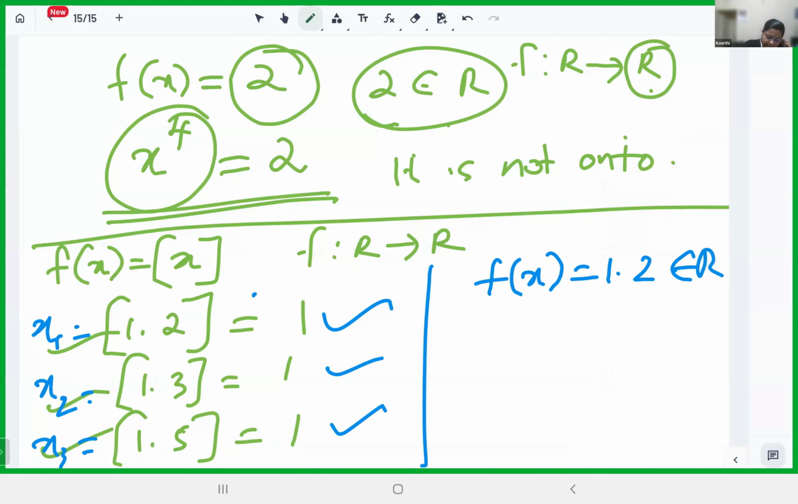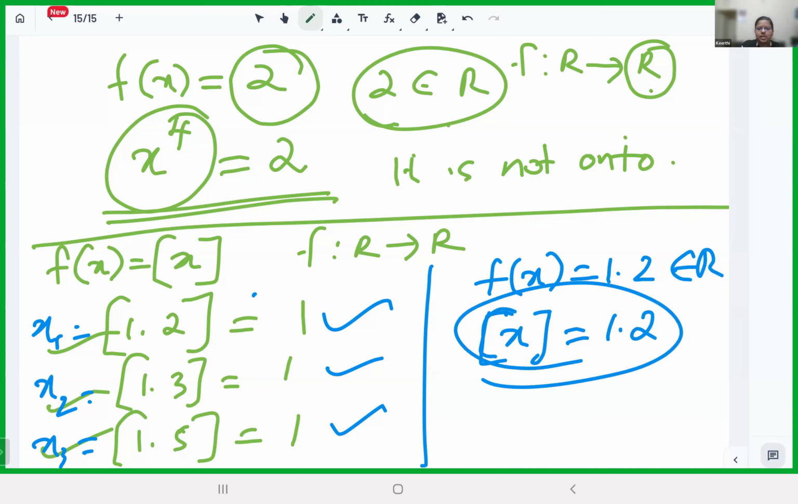So is there any x that satisfies the condition, that is, greatest integer of x will be equal to 1.2? Is there any x that satisfies this condition? No x will satisfy this particular condition, right? So we can say that for such an element in R, it doesn't have a pre-image. So we can say that the greatest integer function is not onto also. So it is not one-one as well as it is not onto.